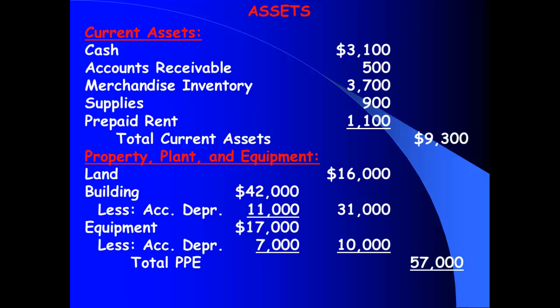So my current assets are $9,300. My property, plant, equipment is $57,000. If I add those together, then I have $66,300. And that's my asset side here. All right, assets equal what? Liabilities plus stockholders' equity. Let's write that next.